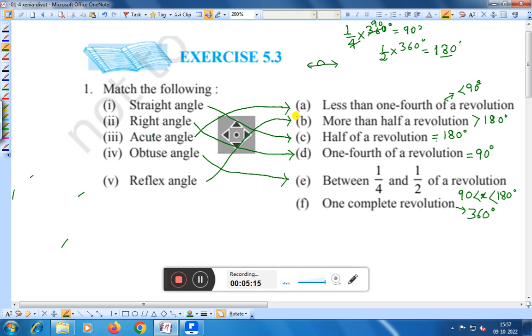Right, understood? Less than 1/4 of a revolution means less than 90 degrees. More than half a revolution means greater than 180 degrees. Half of a revolution is 180 degrees. 1/4 of a revolution is 90 degrees. Between 1/4 and 1/2 of a revolution means greater than 90 but less than 180. Therefore, straight angle is 180 degrees, that is C, so 1 matches C. 2, right angle, is 1/4 of a revolution, that is 90 degrees. Acute angle, less than 1/4 of a revolution, is less than 90 degrees. Obtuse angle, between 1/4 and 1/2 of a revolution, is greater than 90 but less than 180 degrees. A reflex angle means more than half a revolution, that means greater than 180 degrees but less than 360 degrees.